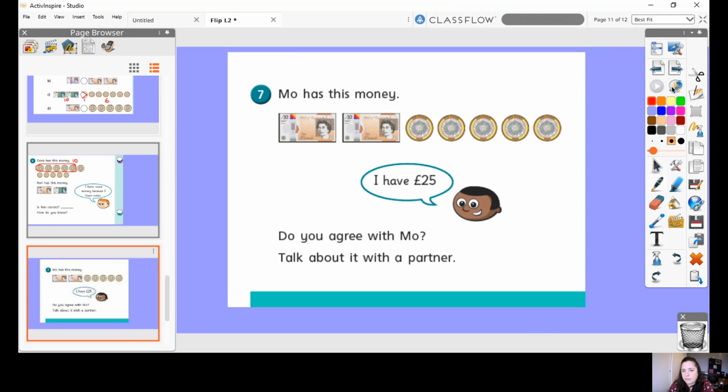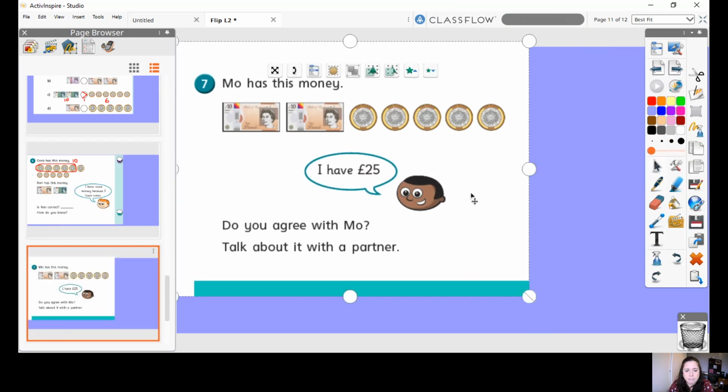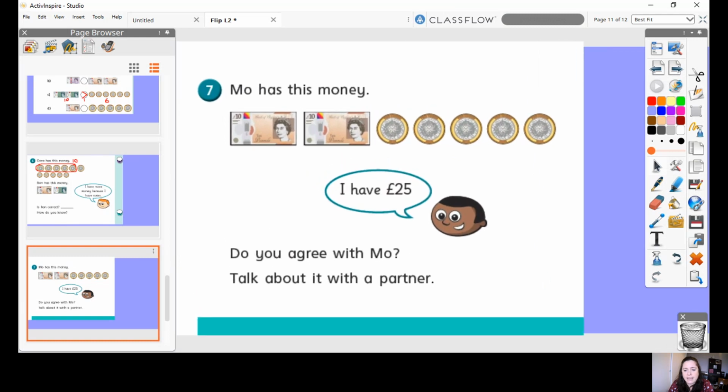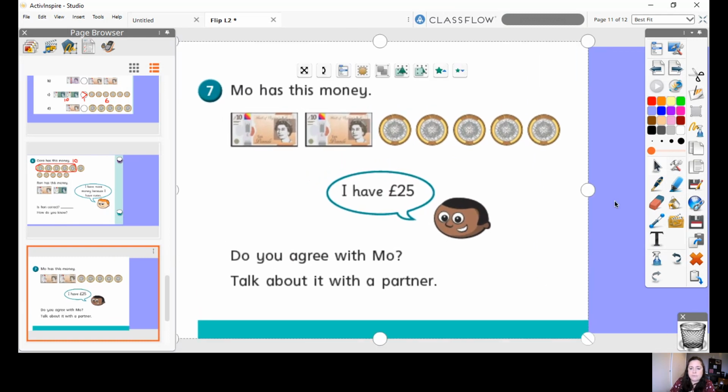And then question 7 says, Mo has this money. Mo saying, I have £25. And it says, do you agree with Mo? Talk about it with a partner. Okay. There are 5 coins here.